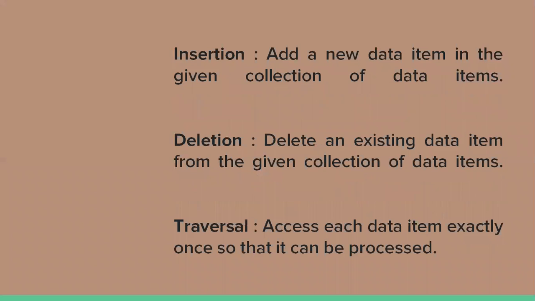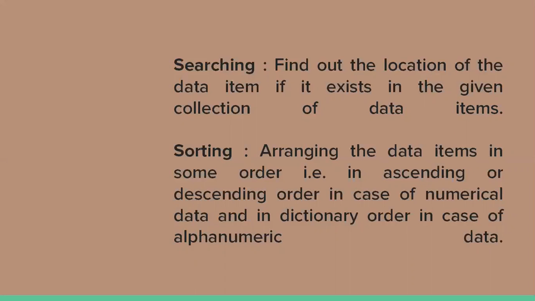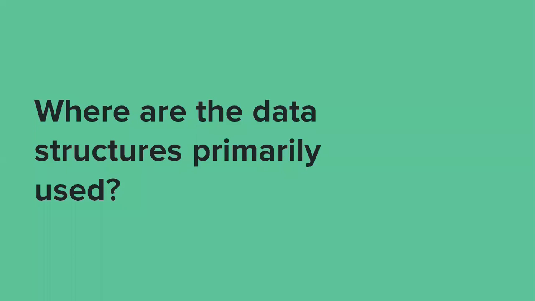Let's look at the operations once again. Insertion, deletion, traversal, searching, and sorting. Insertion means adding an element to the given data structure. Deletion means deleting an element from the given data structure. Traversal means visiting every element at least once, such that some operation can be applied on that or that element can be updated. Searching, to find out if a particular element exists or not. Sorting, arranging the elements in some order. These are the operations that can be performed on any data structure.